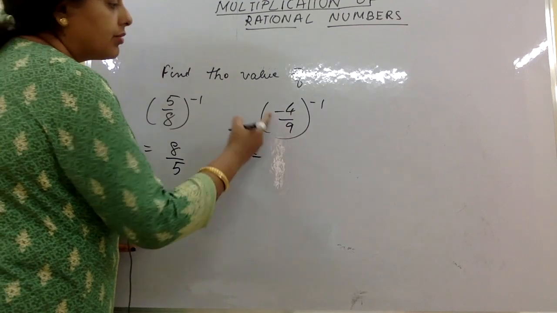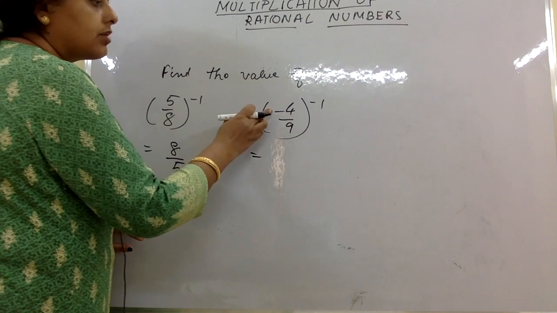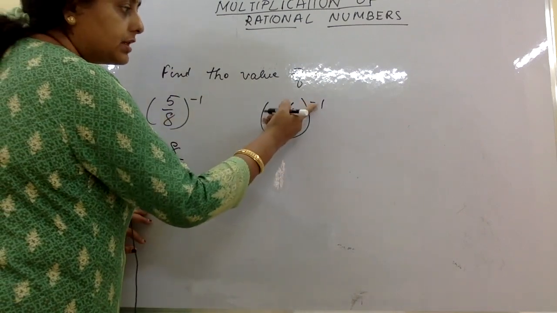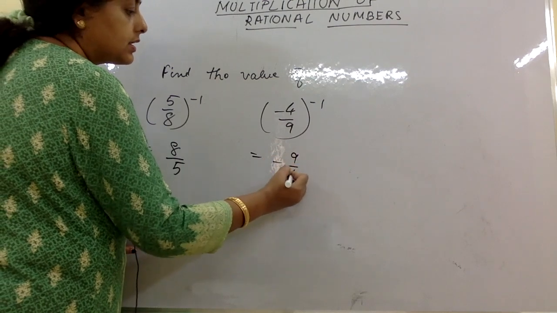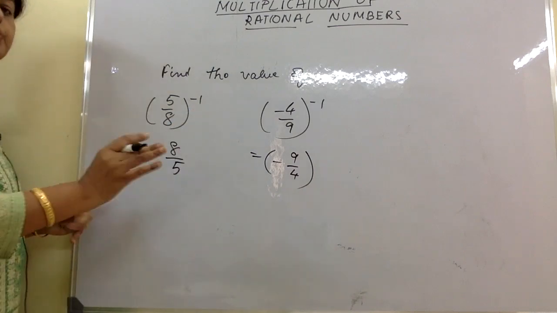Okay, now here minus. Now nothing to do with this minus and this minus. Never start multiplying this with this. That's a very common mistake. So you just have to make this positive. So make this the reciprocal. Okay, minus 9 by 4, and the minus 1 becomes plus 1 over.